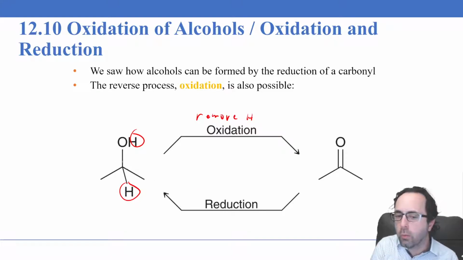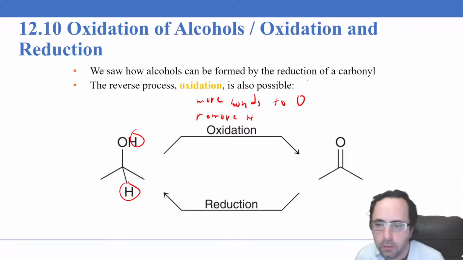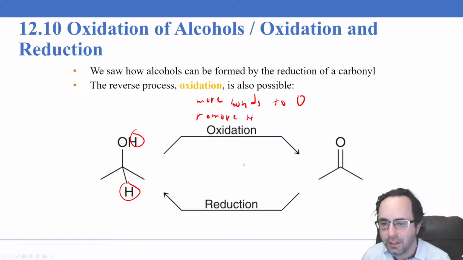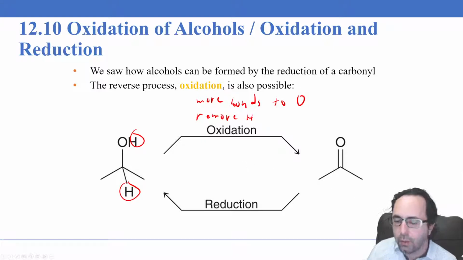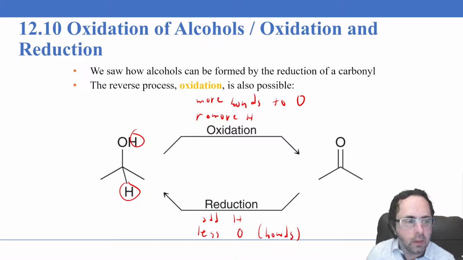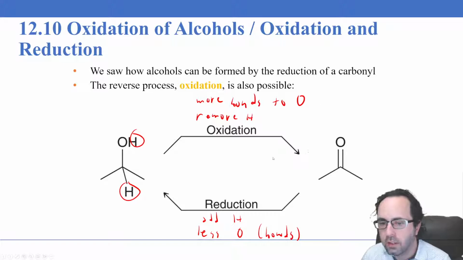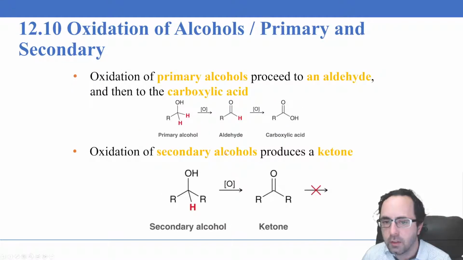Or we're going from one bond to oxygen to two bonds. More bonds to oxygen, that's oxidation as well. So that's the easy way to see whether oxidation or reduction is happening. If it's reduction, you would add hydrogen atoms, or you would have less oxygen or fewer bonds to oxygen. And so we're doing oxidation here. So let's talk about oxidation.